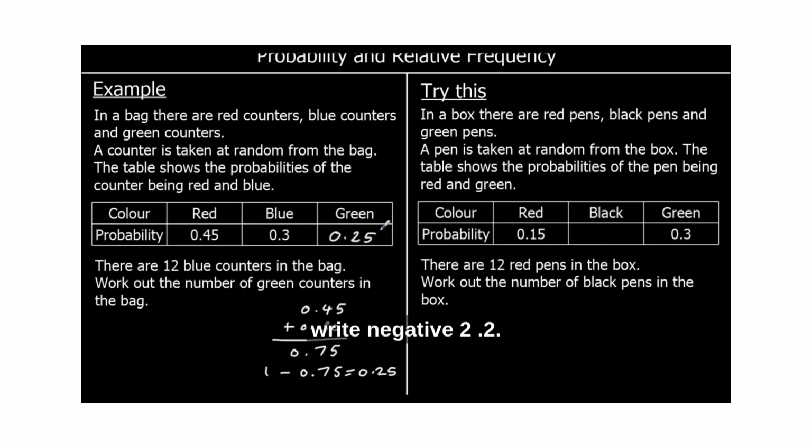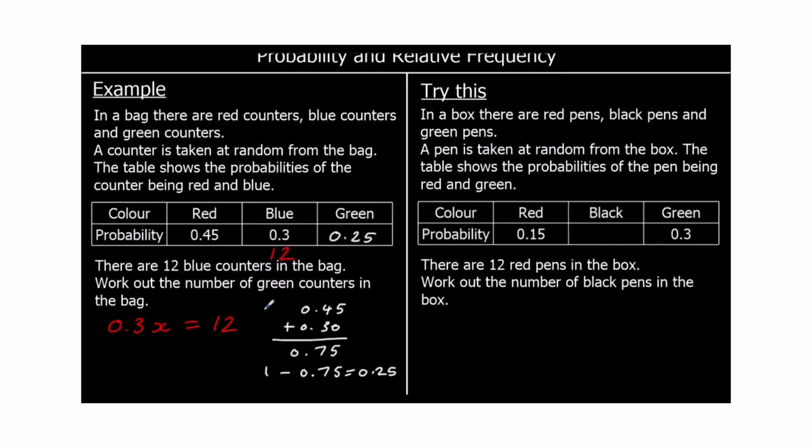What does the question say? There are 12 blue counters in the bag. Work out how many green counters are in the bag. So there are 12 blue counters. So we can say 30% or 0.3 times the total number of counters is equal to 12. 30% of however many counters there are is 12.